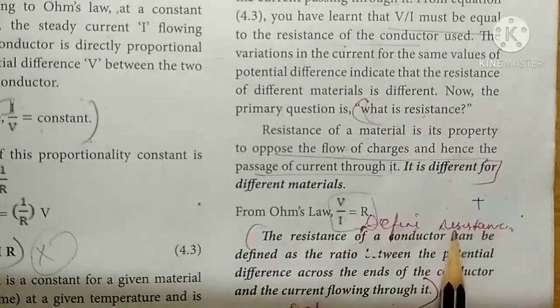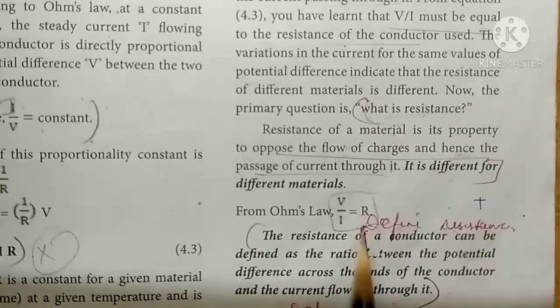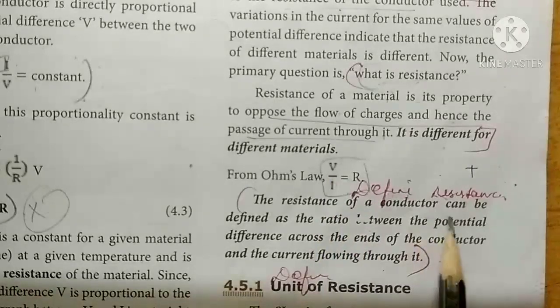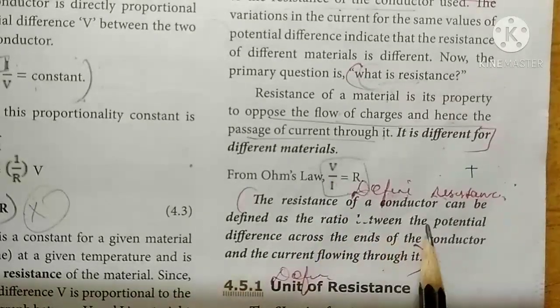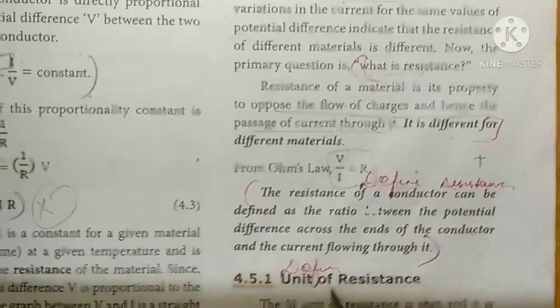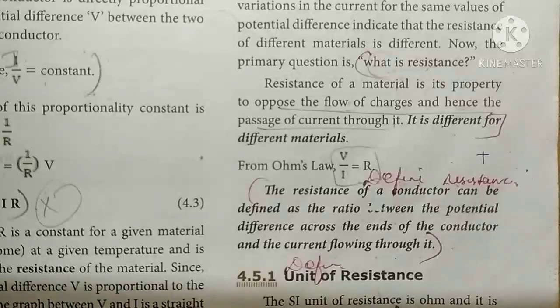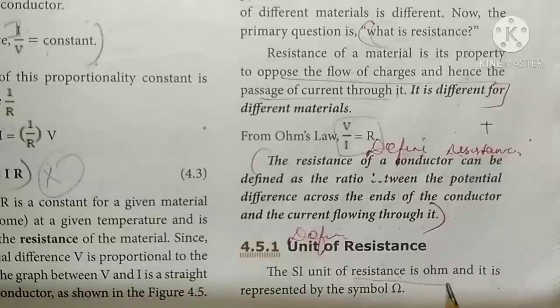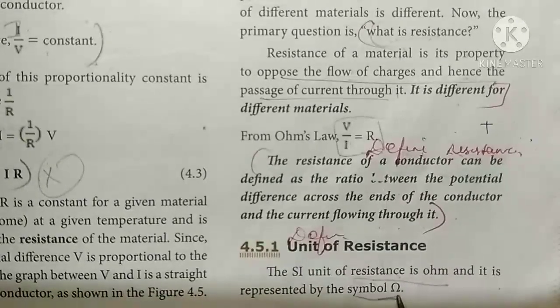Now define resistance. Here you have to write what is resistance. Next you can write define resistance. You can mark here: the resistance of a conductor can be defined as the ratio between the potential difference across the ends of a conductor and the current flowing through it. Next question, define the unit of resistance. Here the SI unit of resistance is ohm. It can be represented by the symbol omega.